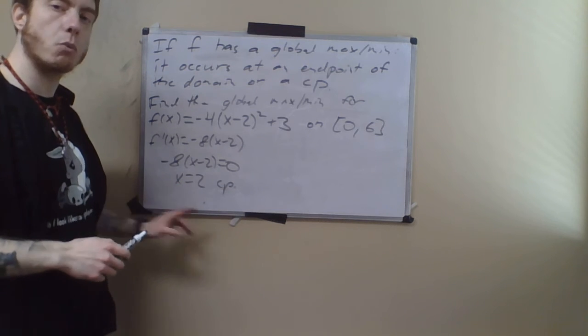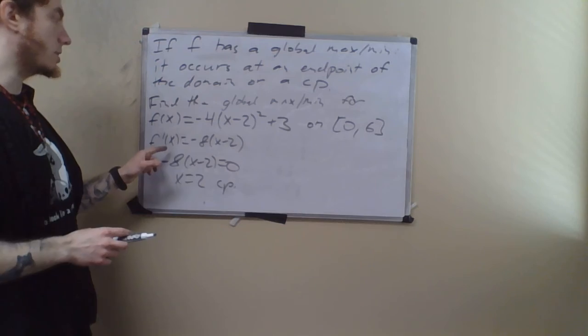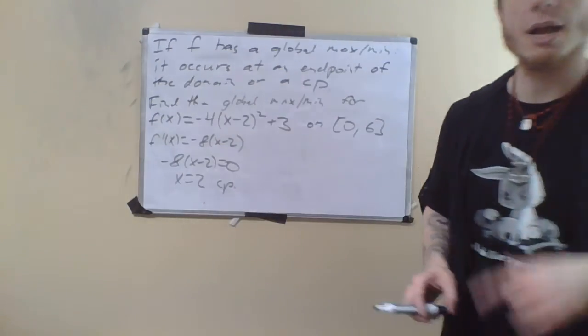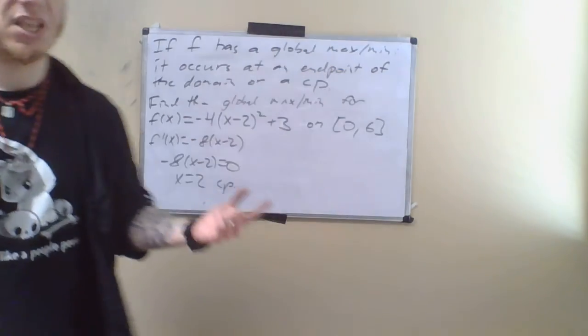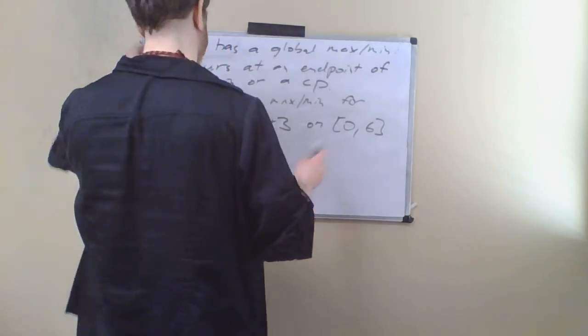If this critical point weren't inside the interval, then we could just ignore it. Or maybe we get some additional critical points outside of this interval. Again, we just ignore them. But in this case, it's inside the interval, so we're okay.